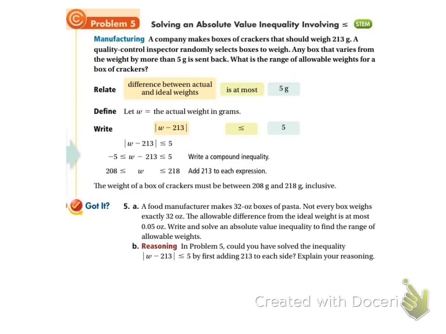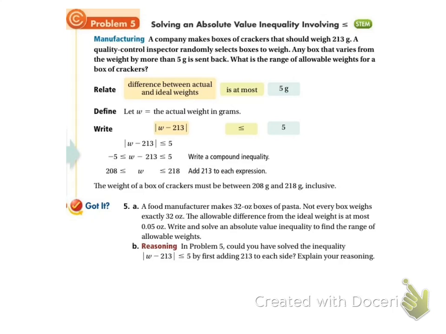Okay, so story problems. Let's look at their problem first. A company makes boxes of crackers that should weigh 213 grams. A quality control inspector randomly selects boxes to weigh. Any box that varies from the weight by more than 5 grams is sent back. What is the range of allowable weights for a box of crackers?